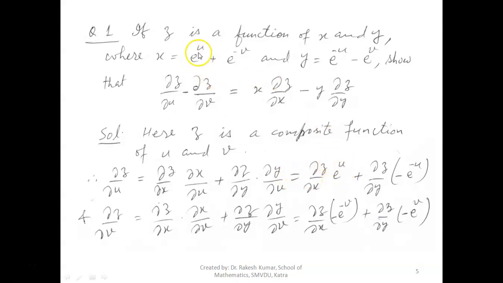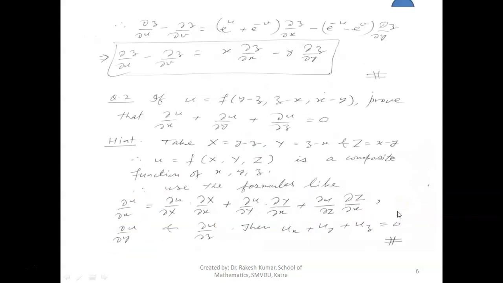So if you concentrate here, ∂x/∂u means the derivative of e^u with respect to u, which is e^u, and the derivative of e^(-v) is 0. Similarly, in the second case, ∂y/∂u from here is minus e^(-u), and the derivative of the other term is 0. Similar is done for the second case. So ∂z/∂v, this expansion and these derivatives are computed like this.